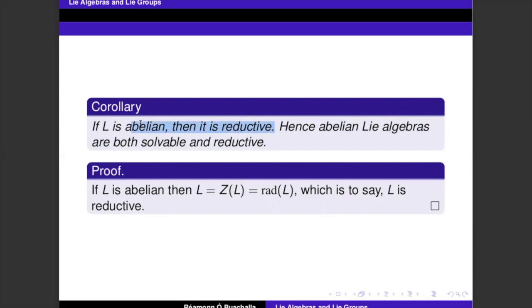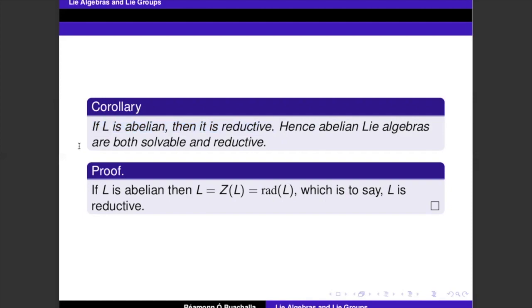Let's leave this for a moment and just concentrate on the proof of this. If L is abelian, then we know that L, the whole Lie algebra, is equal to the center. That's the definition. But then this has to be equal to the radical, because the center is contained in the radical. We have an inclusion here. So if this is equal to everything, then there's no room between the center and the Lie algebra itself for the radical to live. So the radical has to be equal to L. Which is to say that L is reductive. Okay.